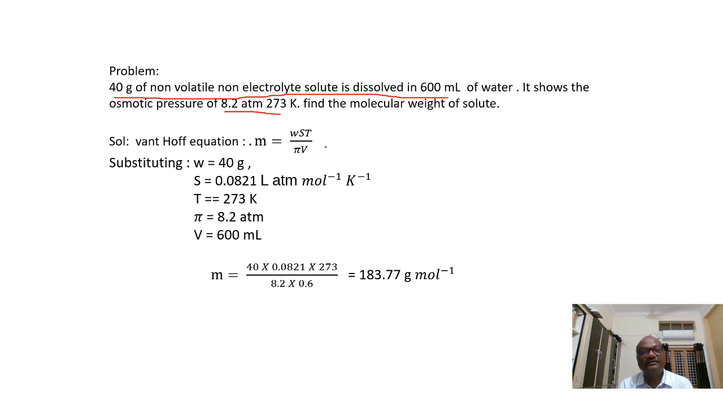From the Van 't Hoff equation, what do we write? Small m is equal to WST by piV. We know that piV is equal to nST. That n is now converted into weight and molecular weight, so that we get this formula.